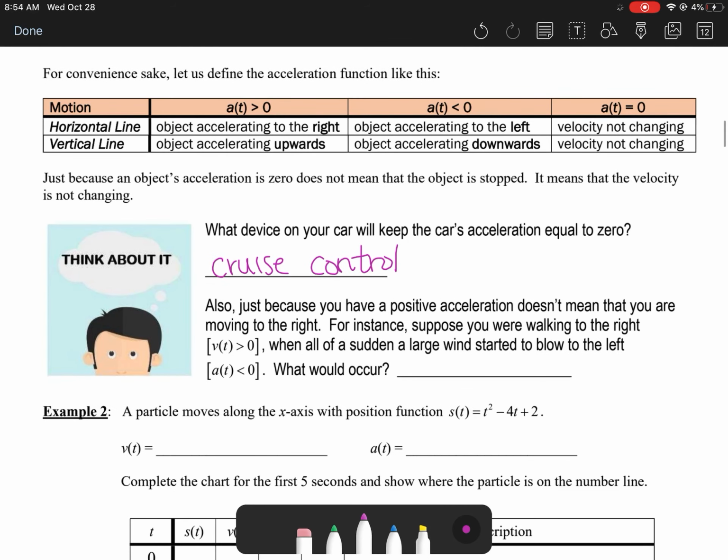Also, just because you have a positive acceleration doesn't mean that you are moving to the right. Even though it says the object accelerates to the right, it doesn't mean you're always moving to the right. So for instance, suppose you are walking to the right, so your velocity is positive, when all of a sudden a large wind starts to blow to the left. So that means my acceleration is negative. What would occur? Well, for all those runners out there, think about when you're running against a strong breeze. It doesn't mean I go backwards. It just means, unfortunately, I slow down.